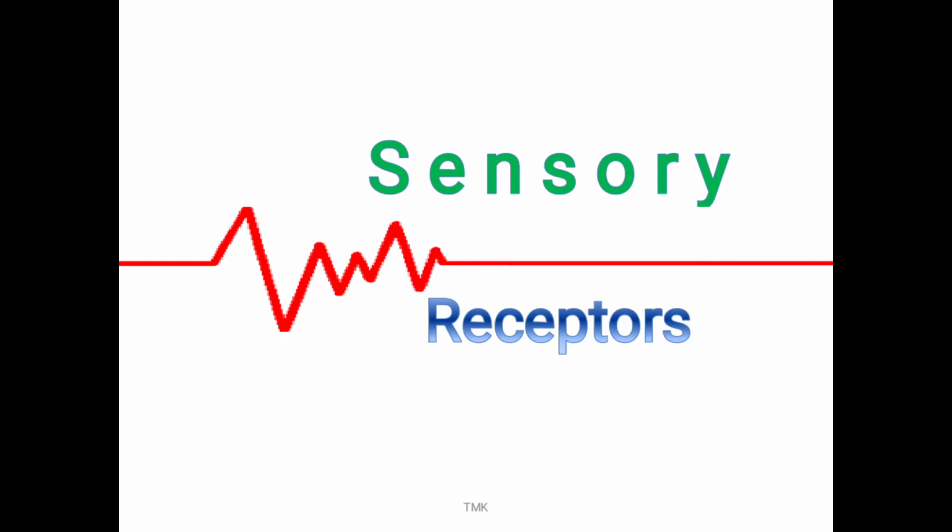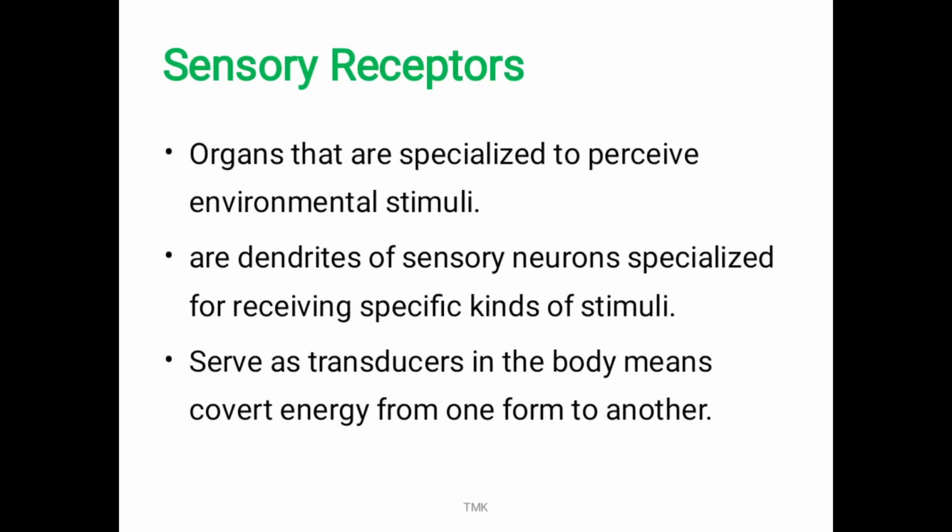Today we are going to discuss sensory receptors. Sensory receptors are organs that are specialized to perceive environmental stimuli. Otherwise, sensory receptors are dendrites of sensory neurons specialized for receiving specific kinds of stimuli.